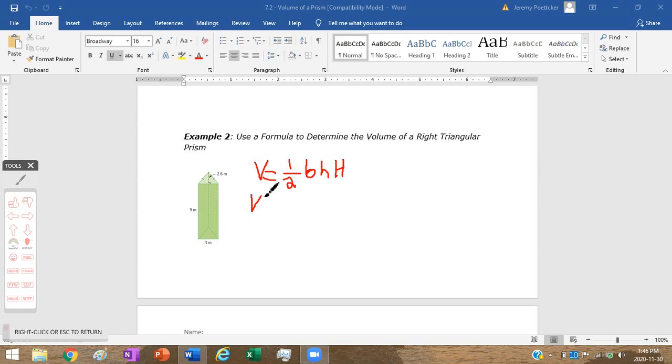Okay, so in this case, V is equal to 1/2 times, alright, base of my triangle, it tells me down here is 3 meters. And put that in brackets. Height of the triangle, 2.6 meters. And the height of the whole prism is 9 meters.